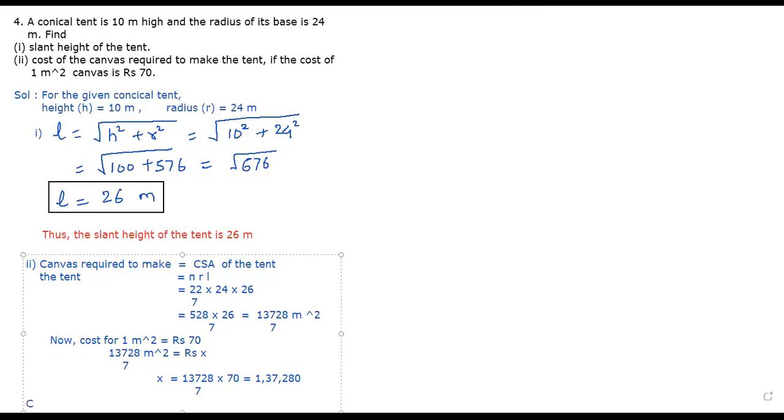Yes or no? Yes, sir. Thus, cost of the tent is rupees 1,37,280. So simple, it becomes. Yes or no, children? Yes, sir.